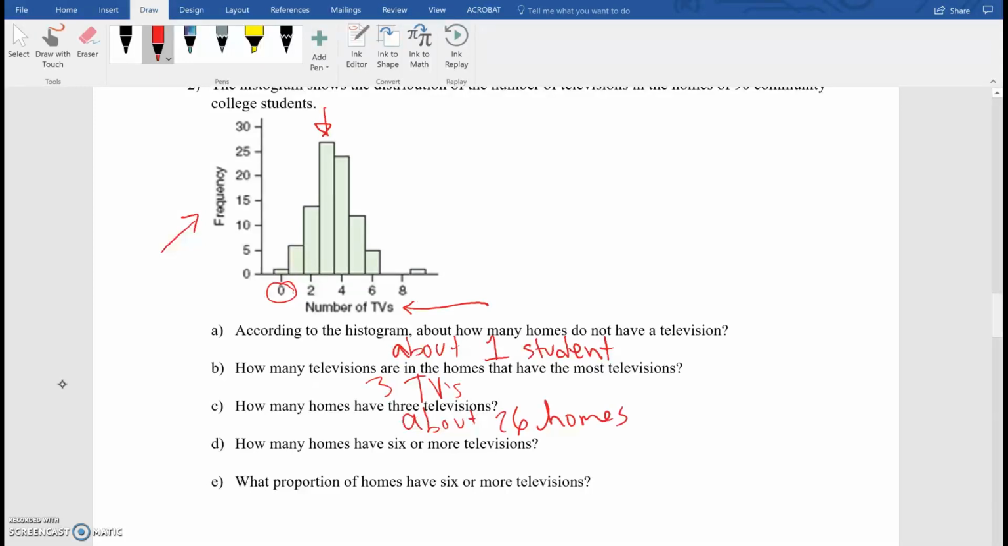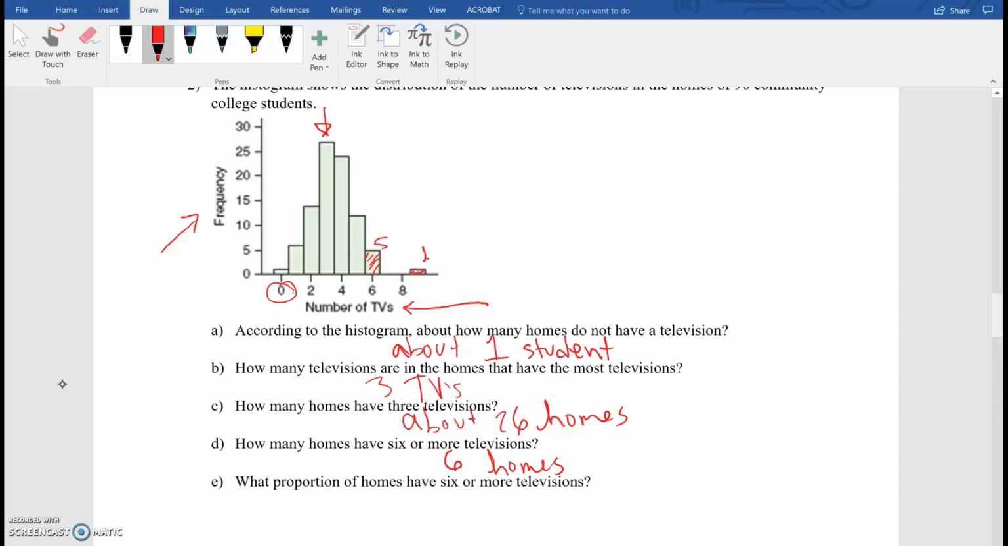Right? Then it says, how many homes have 6 or more televisions? So we're including 6 because it's 6 or more. Okay, so we look at 6. Here's 6 or more. Well, or more is everything above 6, right? So it should also be this. So how many televisions are here? So this is about 5, right? How many are here? This is about 1. So 5 plus 1 gives me 6. So 6 homes.